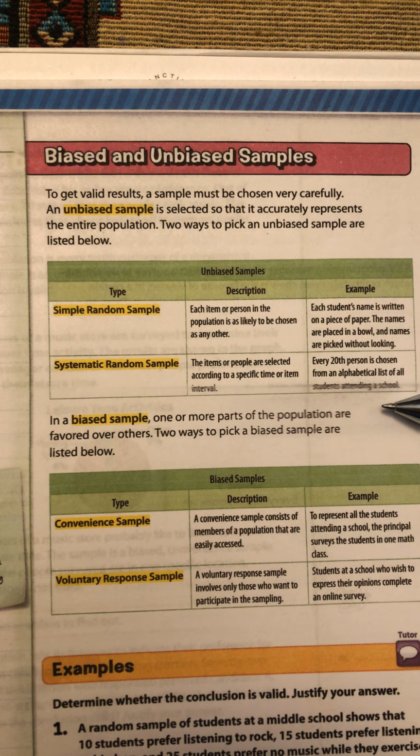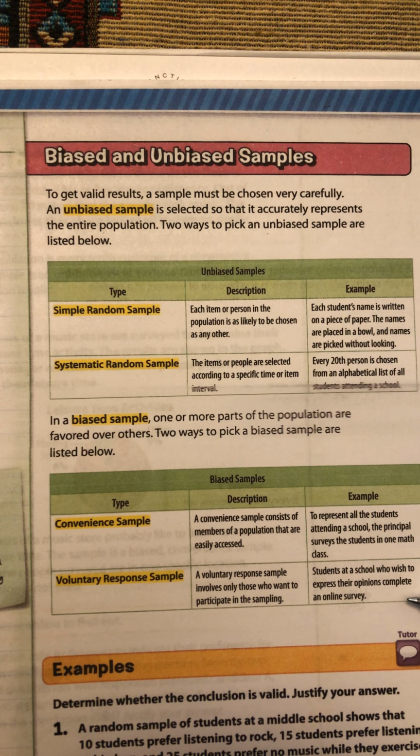So when we're talking about bias, there's 2 different types here. We have a convenience sample and a voluntary response sample. Convenience sample consists of members of a population that are easily accessed. So I could say all the kids in Miss Clark's class. That would not represent all of the students in our school.